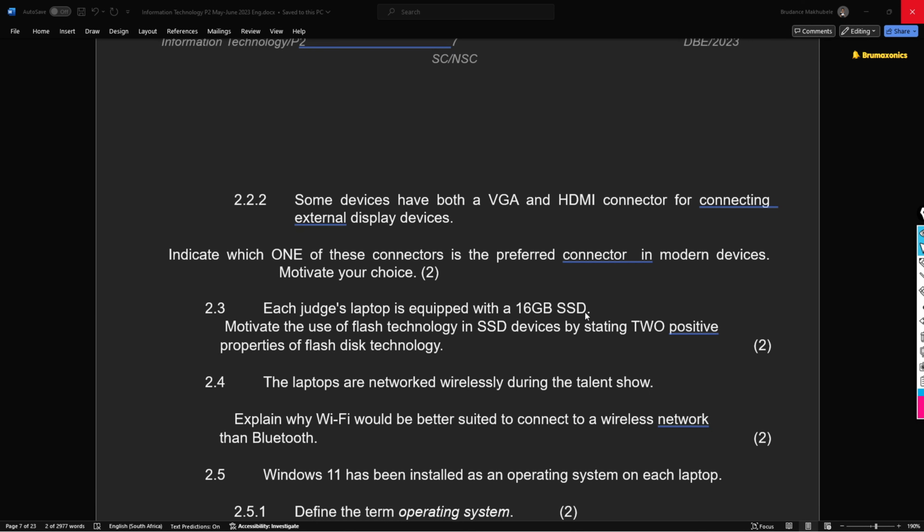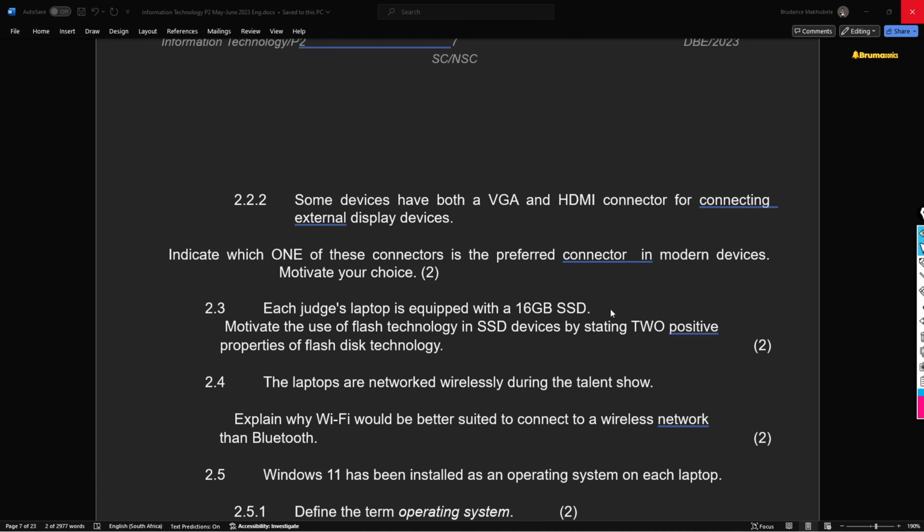SSDs are actually one of the best because they are very quick in terms of writing and also reading the information from the storage itself, right? And there's no noise when you are running an SSD on your computer, compared to the hard drive, the hard disk, where you might actually hear some metal disc spinning.